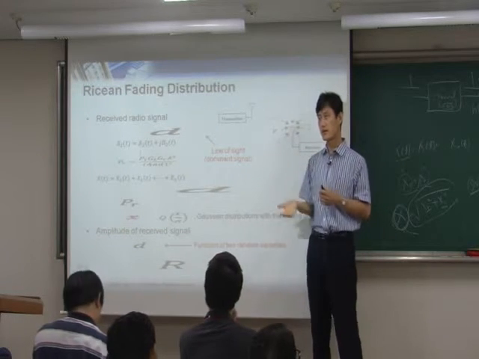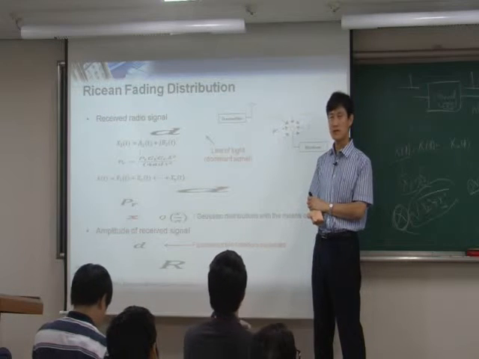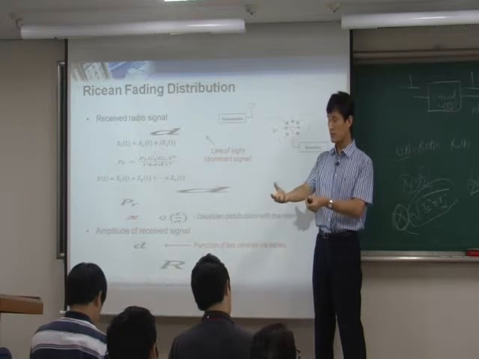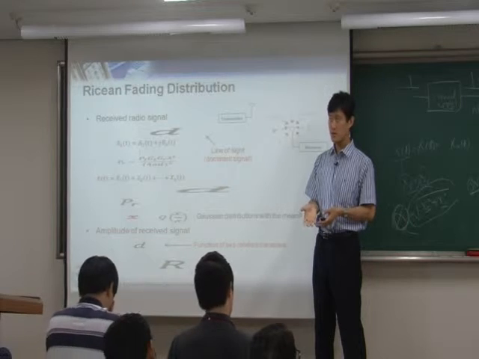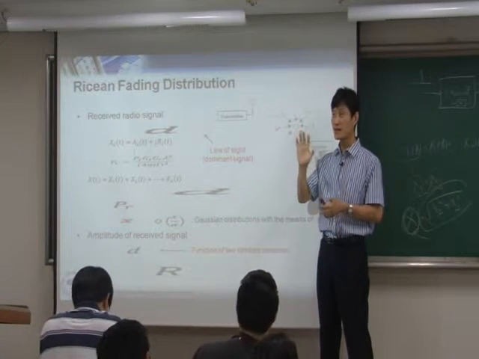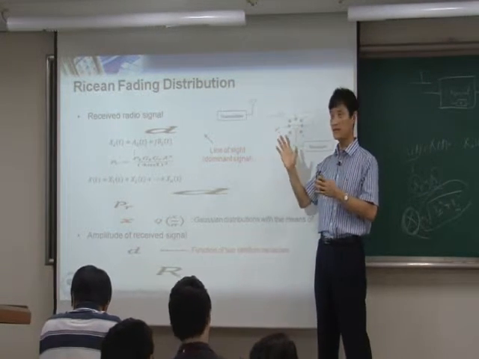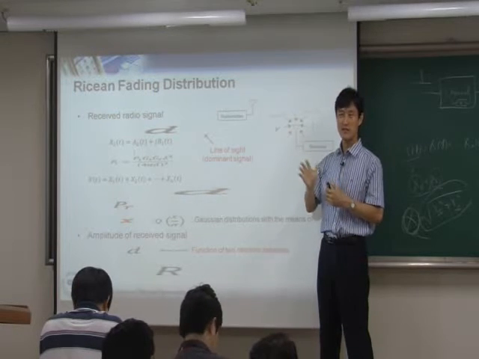In fact, that's mostly the case for us. Let's say you are using a cell phone in this room. There's no line of sight. In fact, I don't know where my base station is. I never see it, right? So line of sight is not guaranteed.